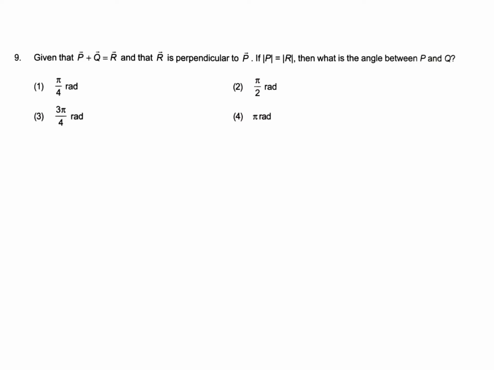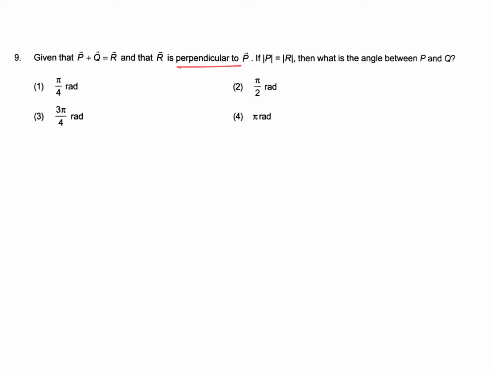Given that p vector plus q vector is equal to r, and r vector is perpendicular to p, if the magnitude of p and the magnitude of r are equal, then what is the angle between p and q? In any question, if they give the word perpendicular, then always just draw a right angle triangle.